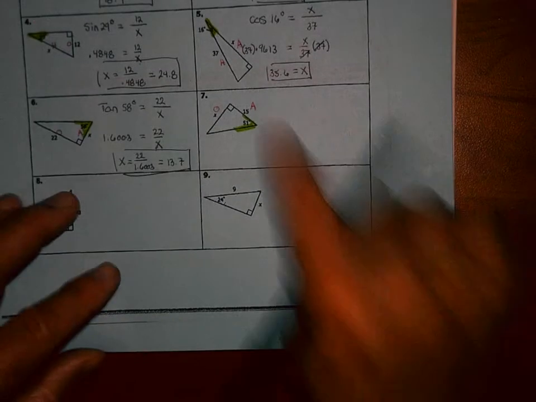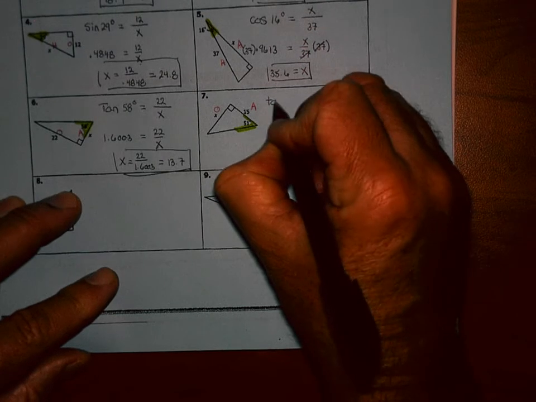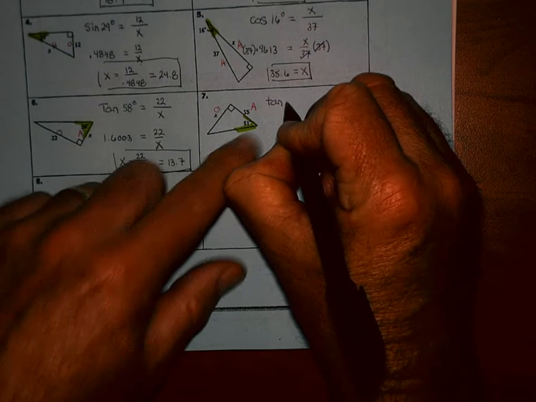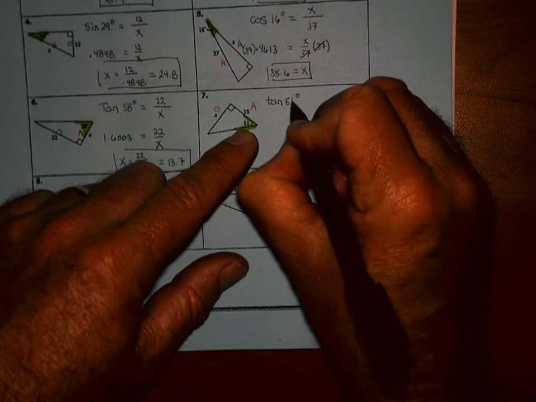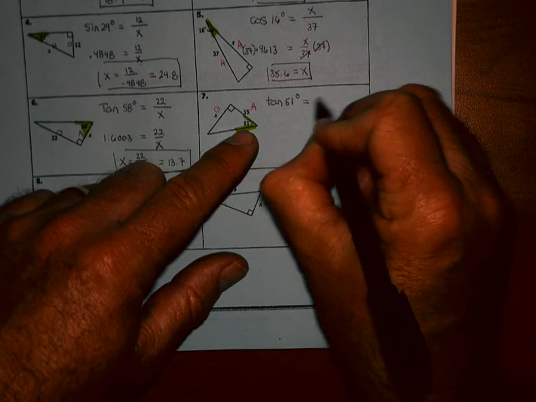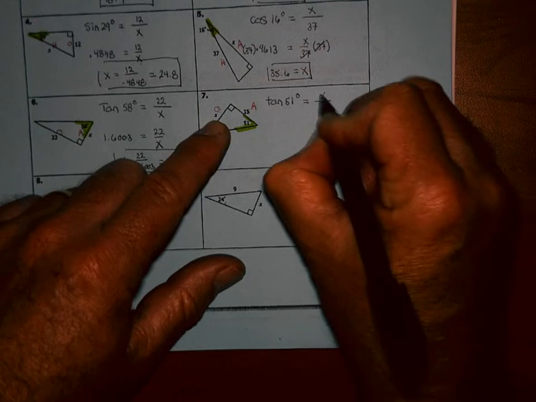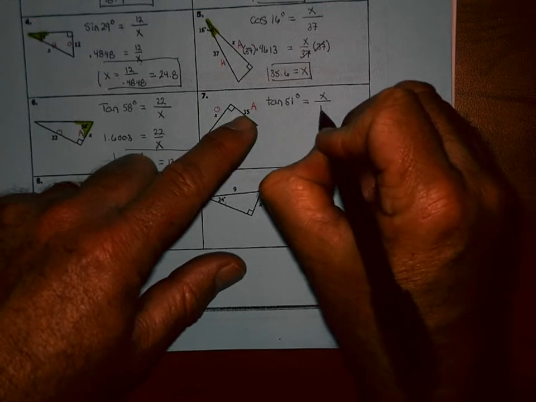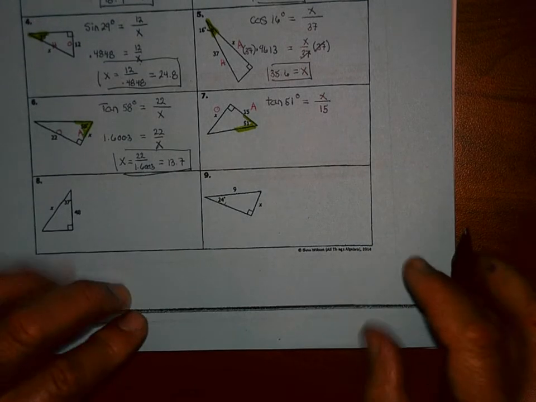So we're going to set up our equation. Write down the abbreviation for tangent, which is TAN. Next to it, write the measurement of your angle that you're working from, 51 degrees. Next to that, put an equal sign. On the right side of the equal sign, you're going to put a fraction. Opposite x over adjacent 15. SOHCAHTOA, we're always referring to that.